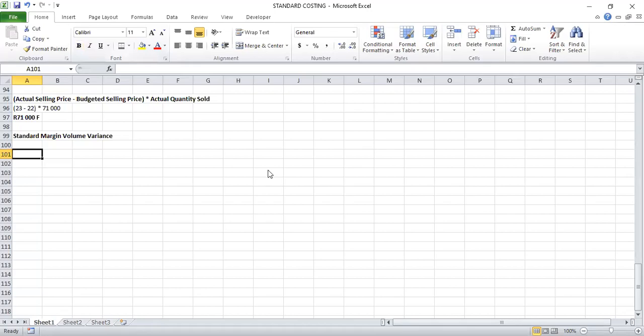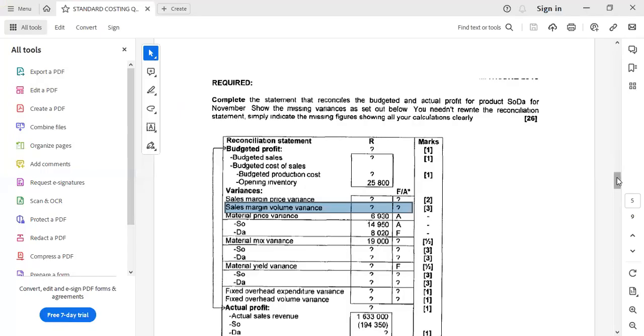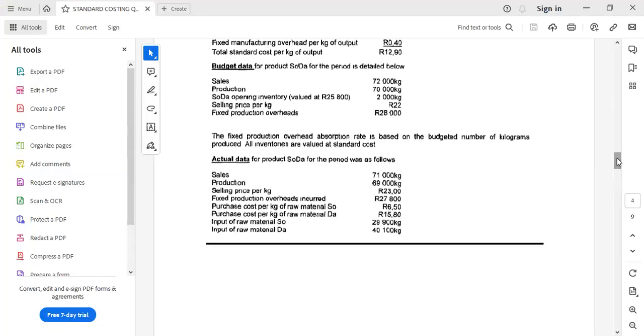This is one of the variances that I was telling you about, where there can be a difference between direct costing and absorption costing. Actually, let me just show you.